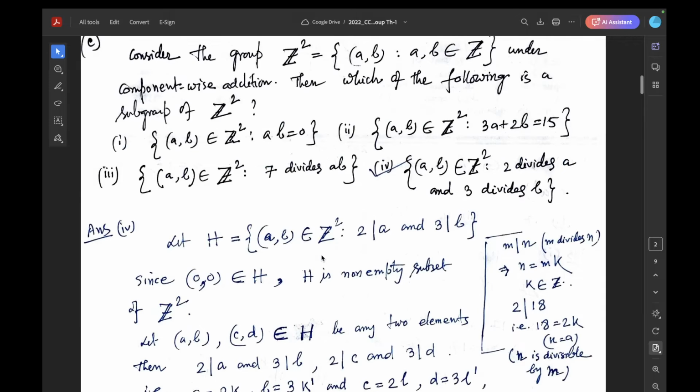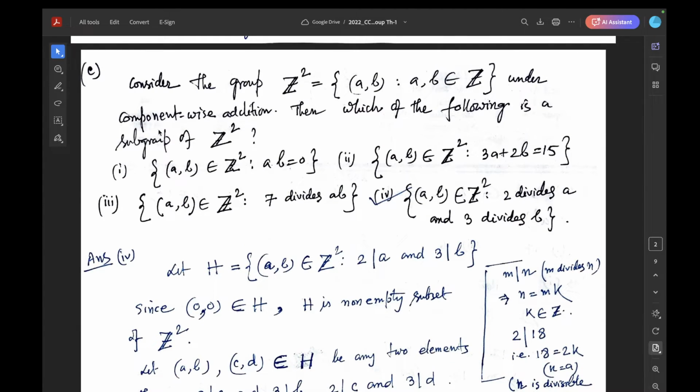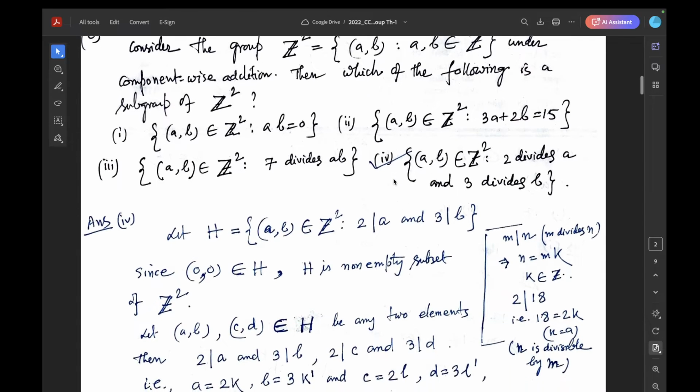So, correct option is 4. Which of the following is a subgroup of Z2? Correct option is 4.